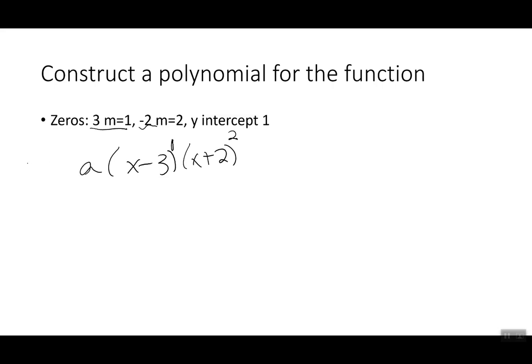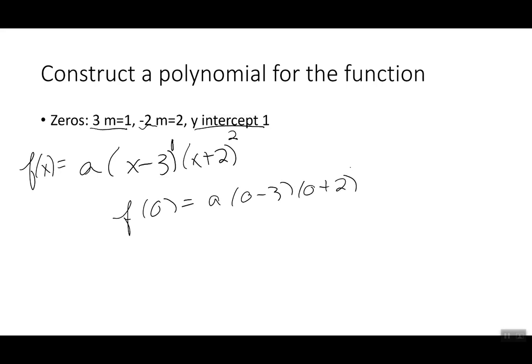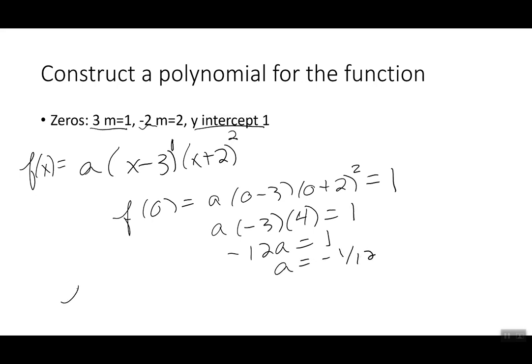I need to find that leading coefficient, just like I did before. And how I get there is by knowing the y-intercept. So let's plug in 0. So I have a times 0 minus 3, 0 plus 2 squared, and I know I'm supposed to get 1. So negative 3, 2 squared is 4. I have negative 12a is 1. A is negative 1 over 12. So I'm doing the same thing I was doing with the graphs, solving for the leading coefficient by using the intercept. So now I have negative 1 over 12, x minus 3, x plus 2 squared.